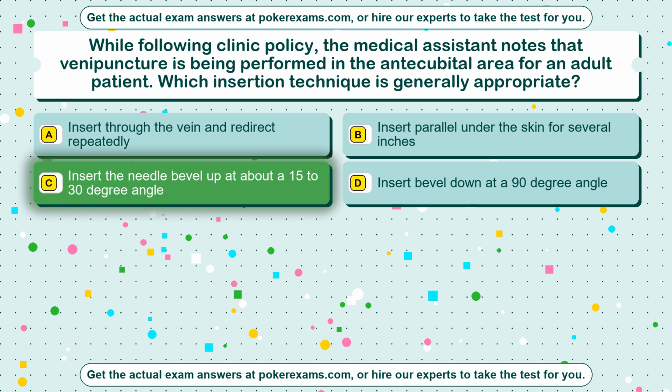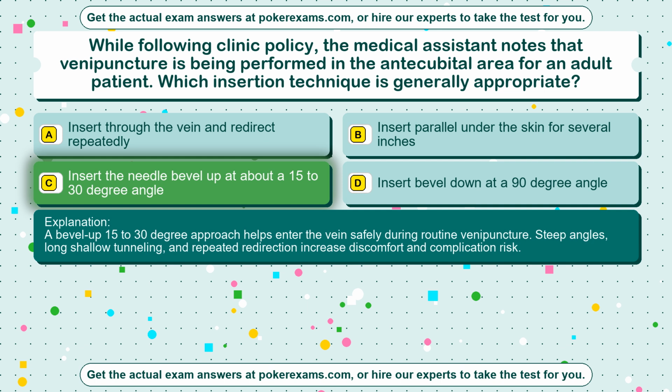The correct answer is option C, insert the needle bevel up at about a 15 to 30 degree angle. A bevel up 15 to 30 degree approach helps enter the vein safely during routine venipuncture. Steep angles, long shallow tunneling, and repeated redirection increase discomfort and complication risk.